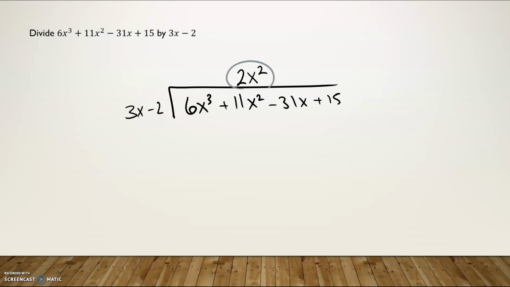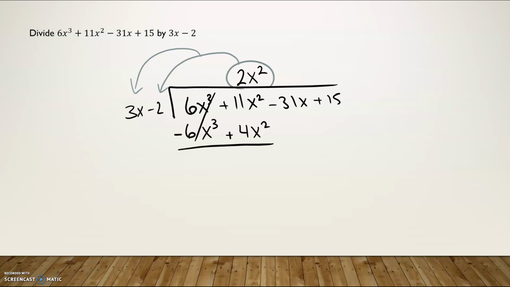So I'm going to take this 2x squared and multiply it times this negative 2, and that's going to give me negative 4x squared. Okay, take this and multiply it times that 3x, and that will give me 6x cubed. Now I'm going to change the signs. This was positive, now it's negative. This was negative, now it's positive. These cancel out, and I get 15x squared. Bring this down, negative 31x.